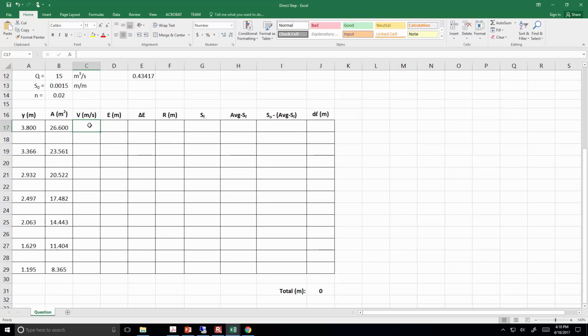Velocity, continuity equation, right? Q divided by A. And this time I will anchor it to begin with. So we've got a velocity for each one of those depths. And we got to make sure, does it make sense? Is it logical that the velocity is higher at the upstream section compared to the downstream section?